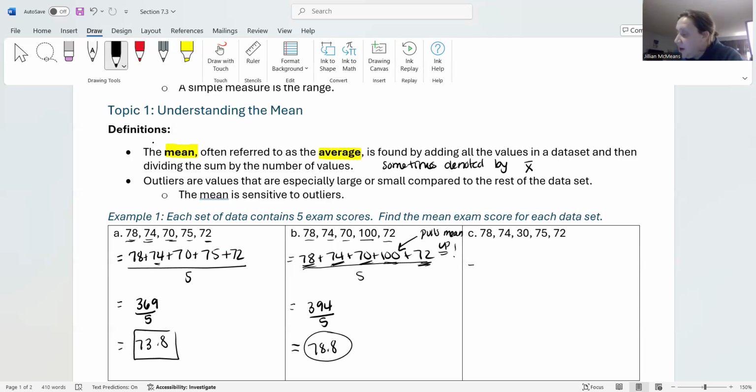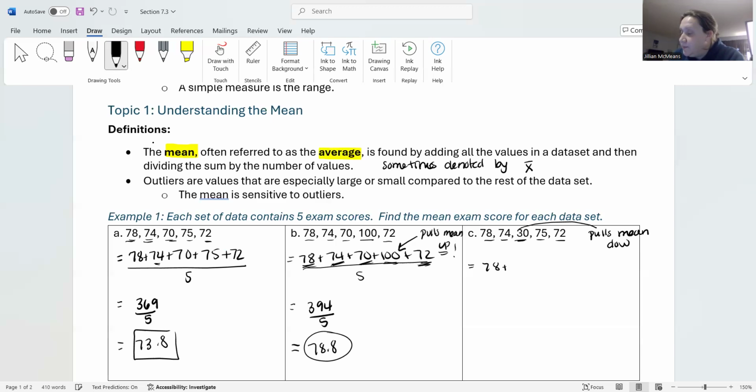Okay, let's look at part C. So for part C, we have the same data set for the most part compared to what we started with. We have 78, 74, 75, and 72. We're swapping out the 70 with a 30. Okay, so what do we think that 30 is going to do to our mean? Well, if it's anything like the 100, it's going to pull the mean towards it. So this is probably going to pull the mean down. So let's see what this does to our average.